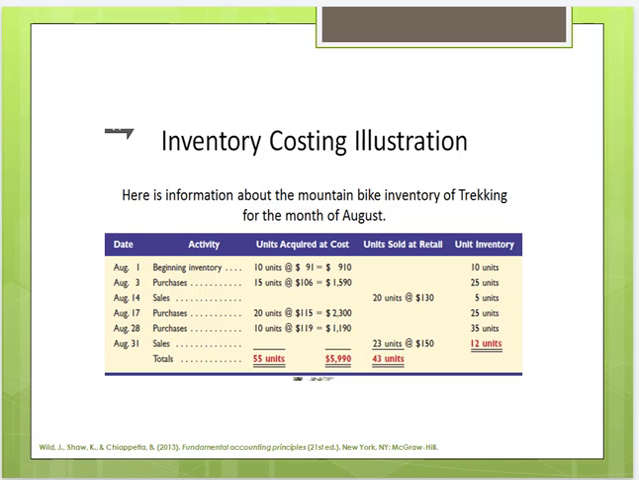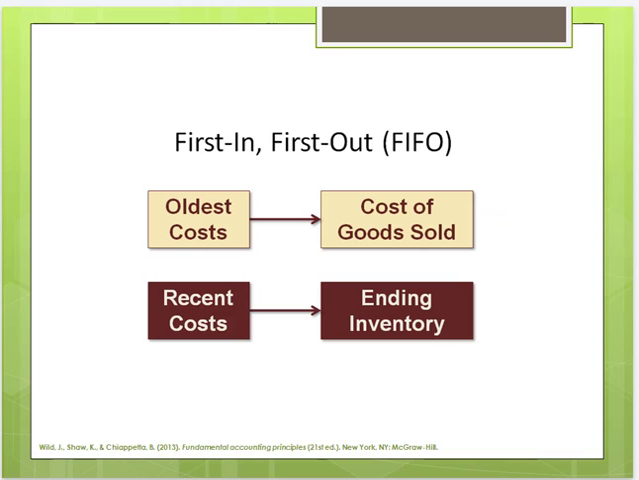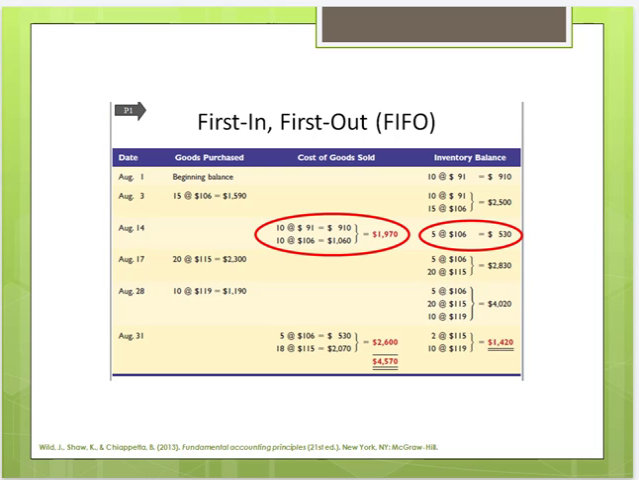In the next couple of slides, we're going to look at how to account for the cost for all of those transactions. Again, with FIFO, the oldest costs are going into cost of goods sold first. Our more recent purchases are what we're going to leave in ending inventory from a cost flow perspective. So let's look at the first sales transaction.